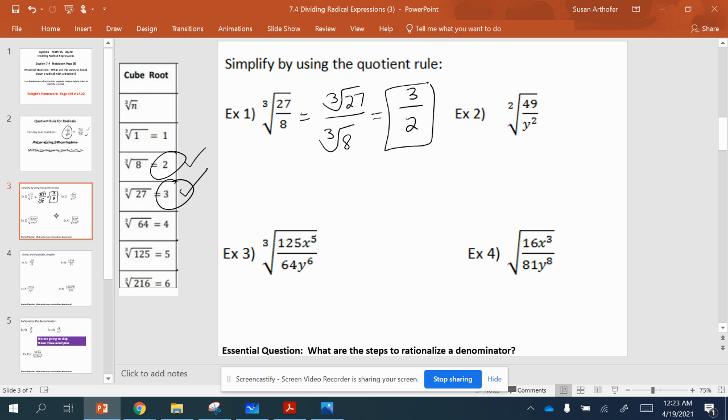Next one, square root of 49. That's just 7. Square root of y squared. You have a pair, so out comes y. All done.